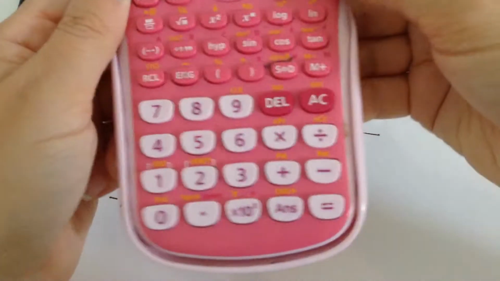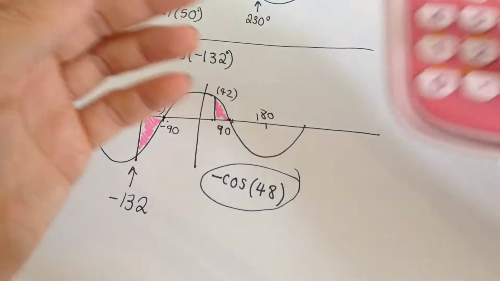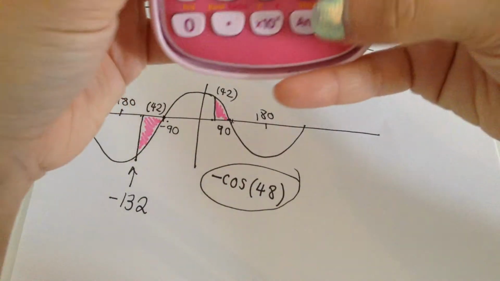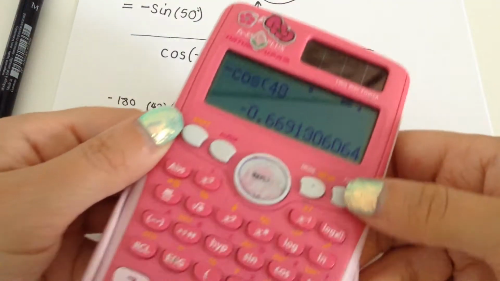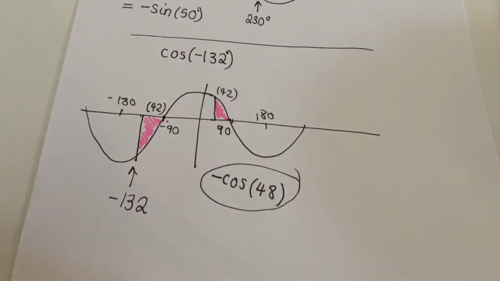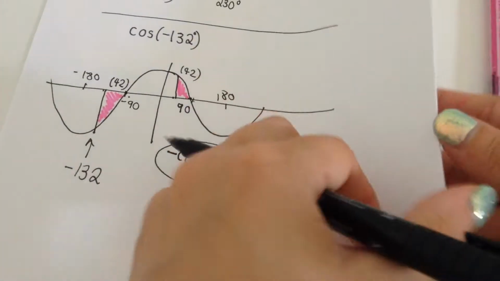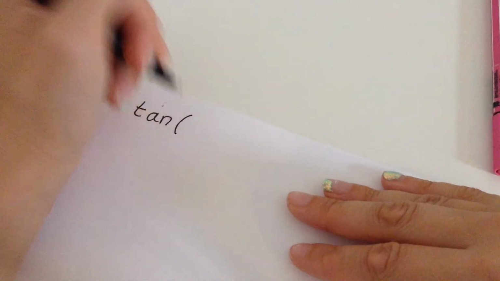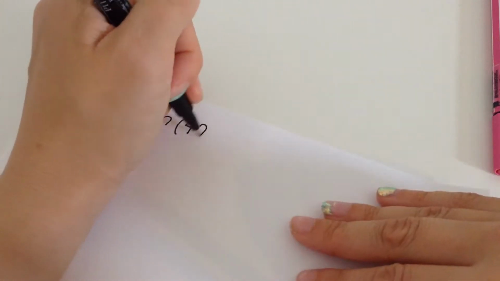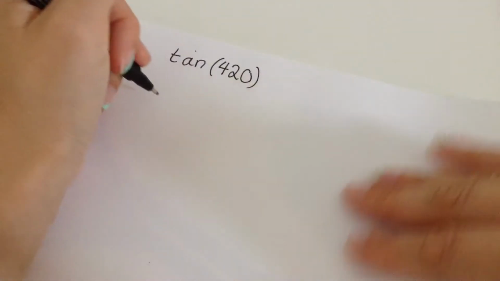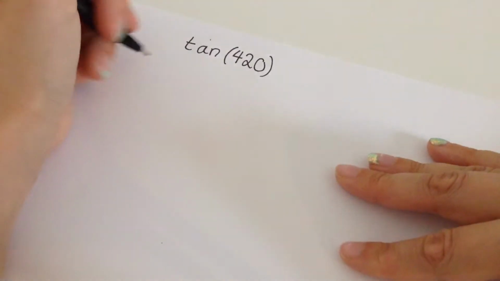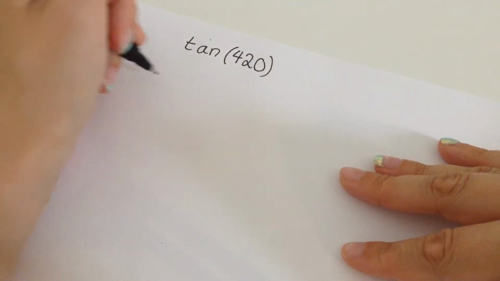Now let's check that that's correct. Cos of 132 is minus 0.66, and minus cos of 48 is minus 0.66. So that's correct. Let's just do one with tan, just to demonstrate. So let's have tan of 420. Don't read too much into why I picked that number.